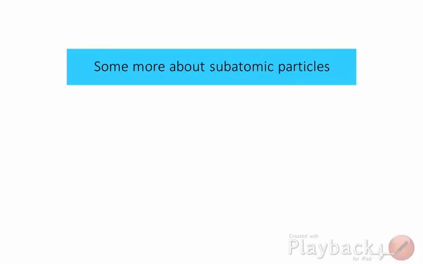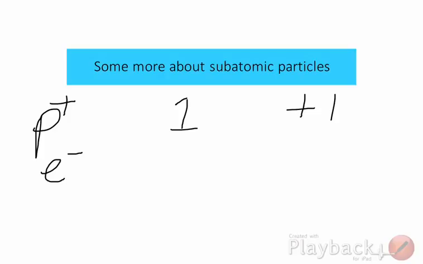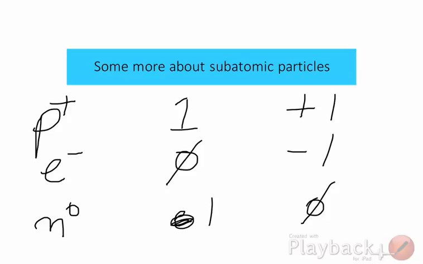All right. So let's talk a little bit more about the proton. Proton is written as P plus. It has a mass of 1 and a charge of +1. An electron is written like this. It has no mass. It has a charge of -1. A neutron written like this has a mass of 1, but it has no charge. So three subatomic particles: proton, electron, and neutron.